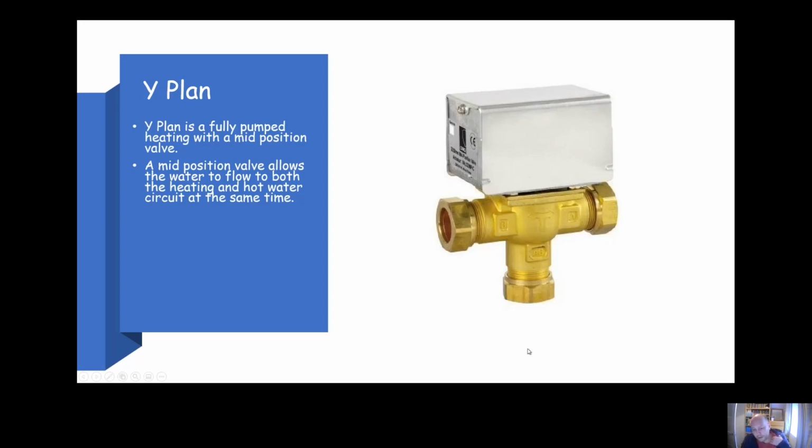Worth noting that the flow from the pump or from a boiler, however you want to describe it, would go into the centre port, port AB, and then generally speaking we'd have the hot water circuit going from port B and the heating circuit going from port A. A good way to remember it: hot water comes out of the bath, B for bath, so B is our hot water circuit, A is our heating circuit.